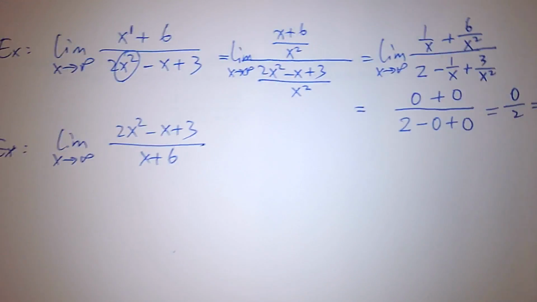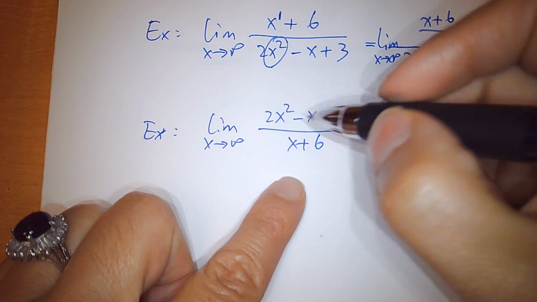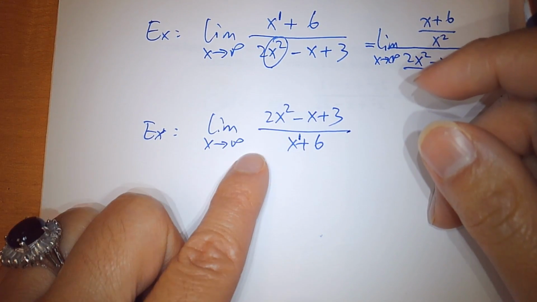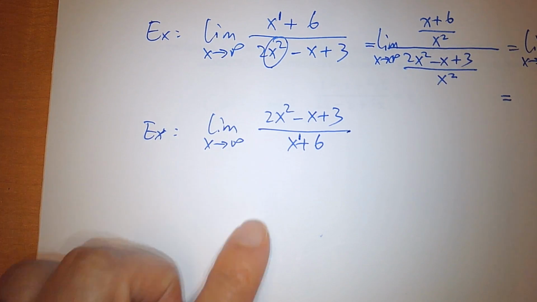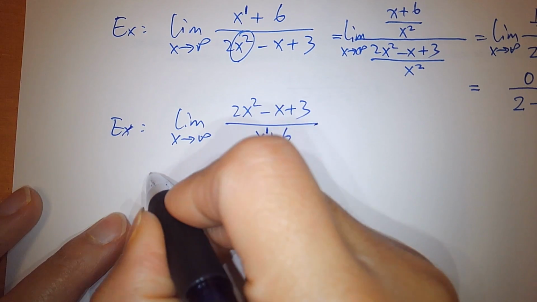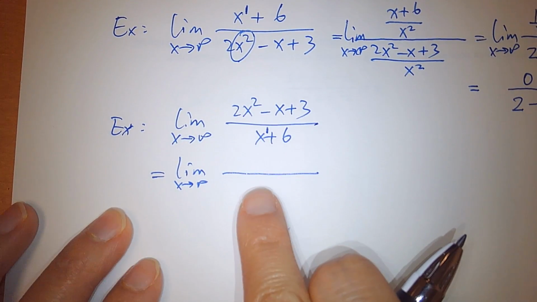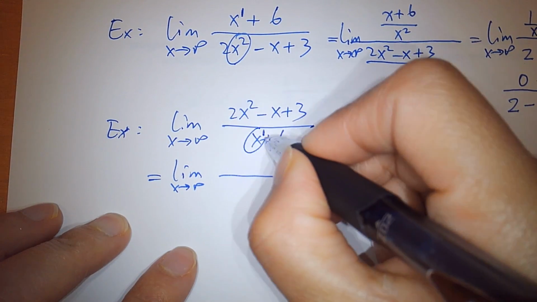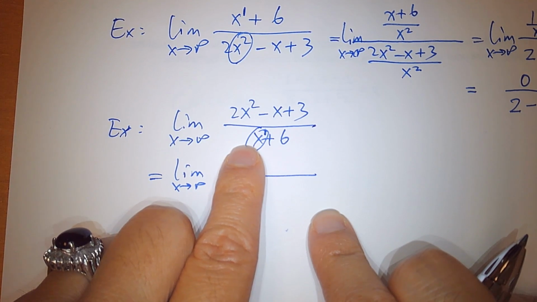Next question. This function, on the top, the highest power is greater than the highest power from the bottom. Let's see what conclusion we can get. Can you imagine? You still remember? Let's do it, okay? This time we should divide by what? x. Always divide by the highest power from the bottom.